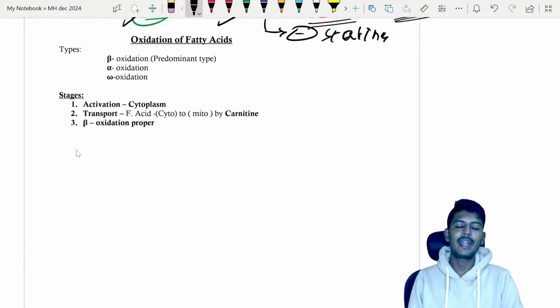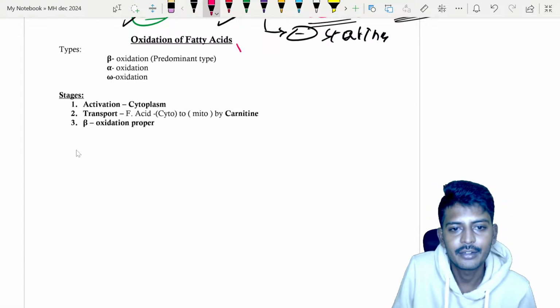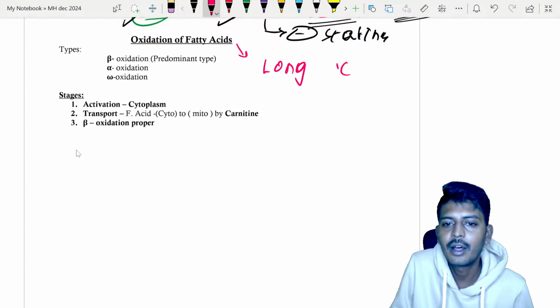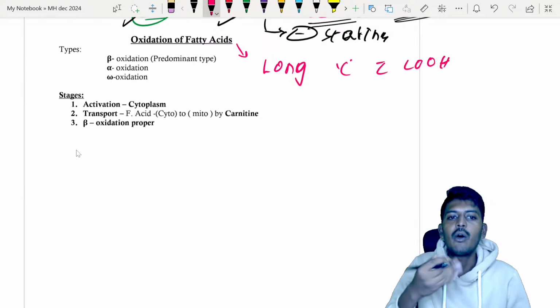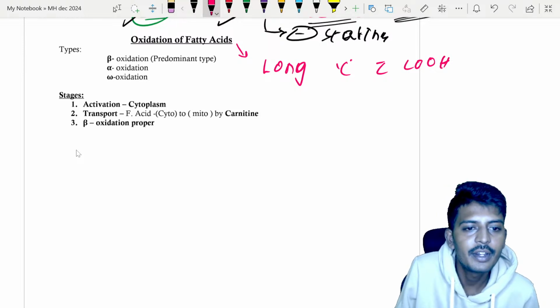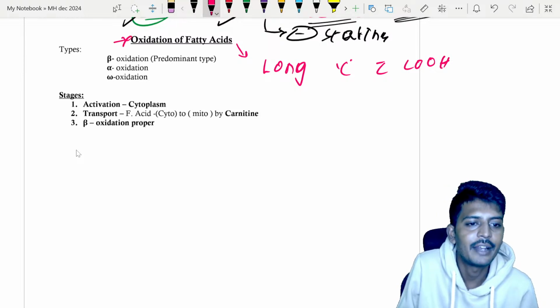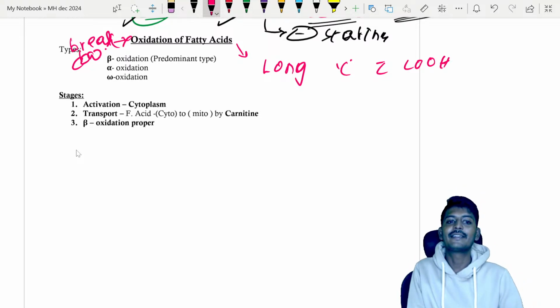So oxidation of fatty acid, what does oxidation mean? Remember, my dear students, a fatty acid is a long chain of carbon with COOH, right? Now these fatty acids undergo oxidation. Oxidation means breakdown of the fatty acids.